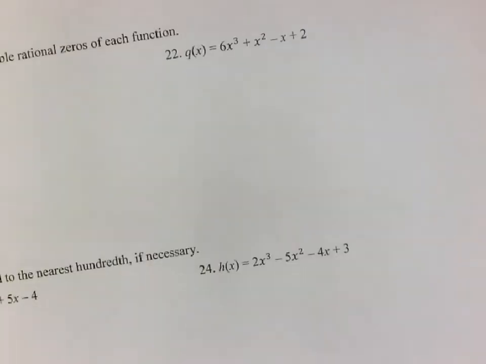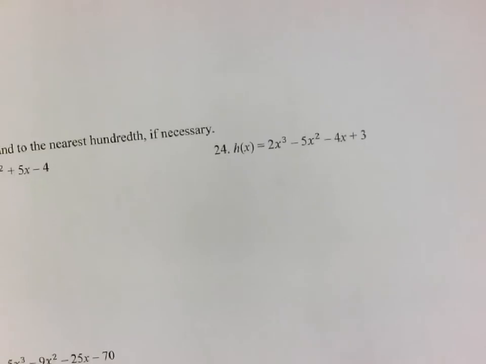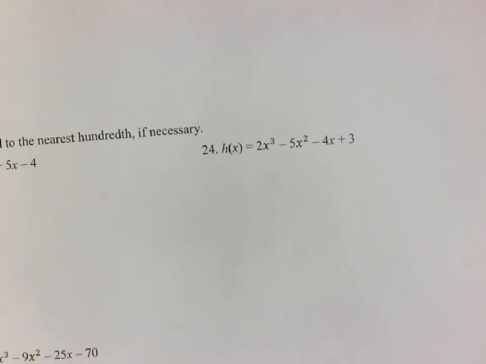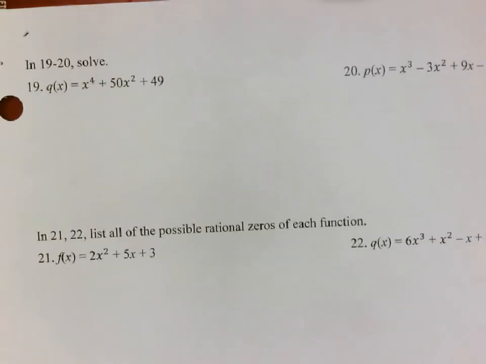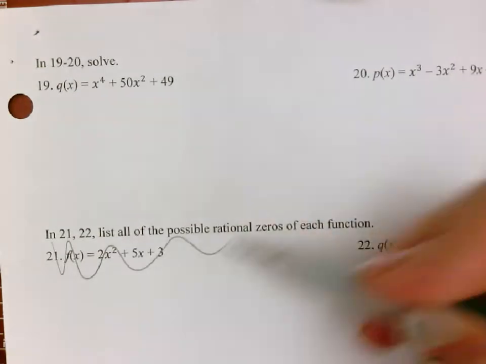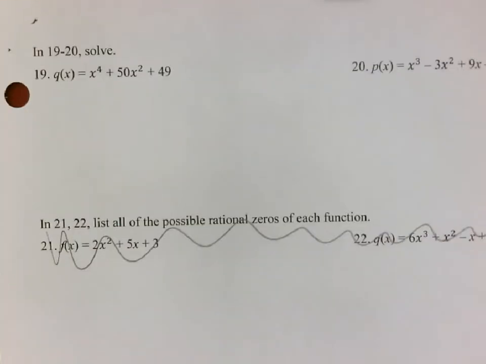Okay, so moving on to the next one. Solving these guys out, you get to skip. So essentially here's the way it's going to work out. 19, 20 you're going to solve again. 21, 22 we're going to skip because that's not on this quiz anymore.